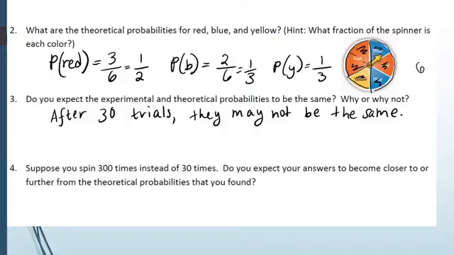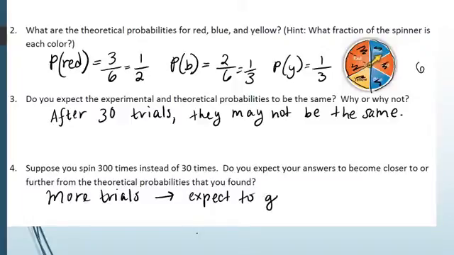So suppose you spin 300 times instead of 30 times. Do you expect your answers to become closer to or further from the theoretical probabilities you found? As we do more trials, we expect to get closer to the theoretical probabilities. So think about this in terms of the experiments that we've done in class. For example, when we did the experiment where we flipped coins, heads and tails, we expected to get heads and tails 50% of the time. Some of us didn't get that when we started, but as we added more and more and more trials on, we got closer and closer to that theoretical probability. So more trials is always better when it comes to thinking about the experimental and the theoretical coming closer to matching.